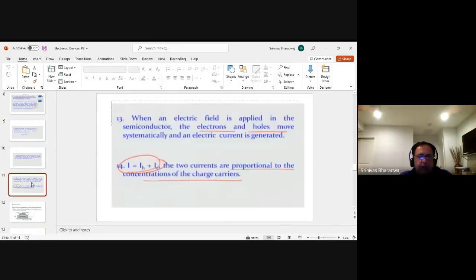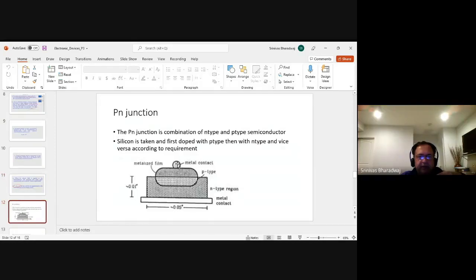Now what happens in between? So when an electric field is applied in the semiconductor, you apply a field here and a field there. Which side is positive versus which side is negative, I'm not telling you right now. We will discuss that later.